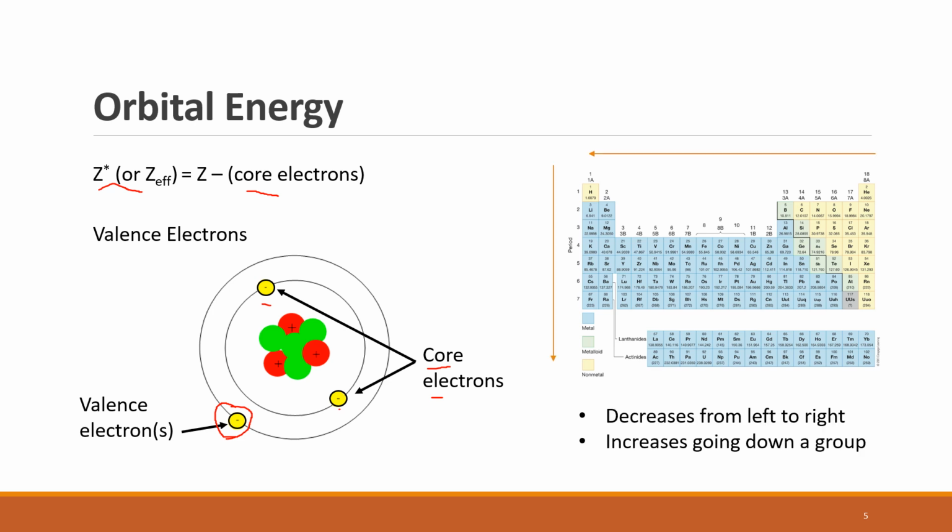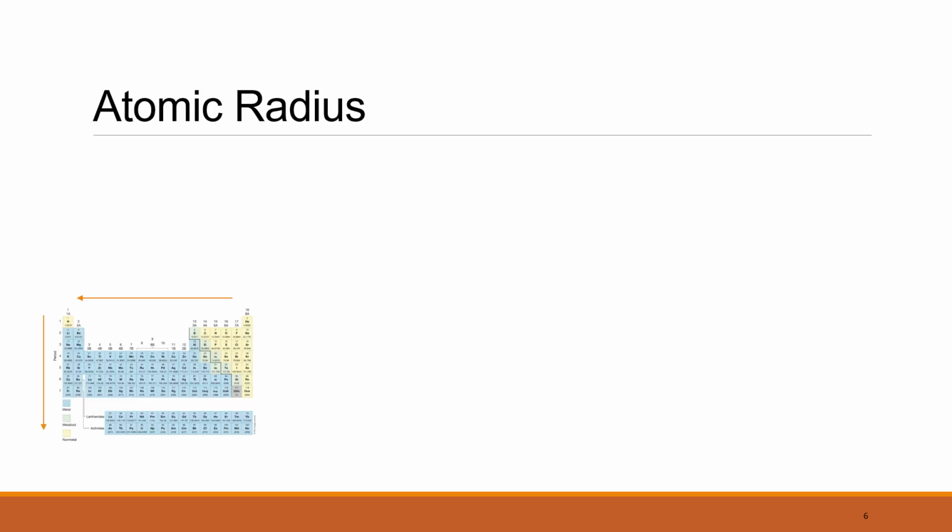So when we're looking at orbital energies and the trends they have on the periodic table, we see orbital energy decreases from left to right and increases as you go down a group. Atomic radius is actually going to follow the same trend as orbital energy. You can see on the periodic table below that the arrows are going in the same direction, where you're seeing an increase from right to left across, and an increase from top to bottom. So an increase as you go down a group.